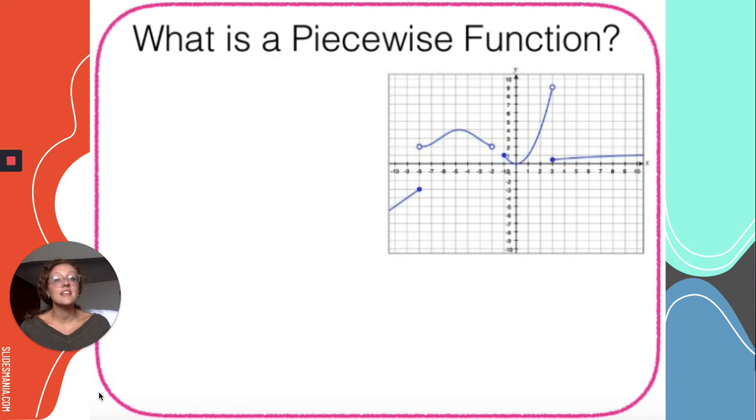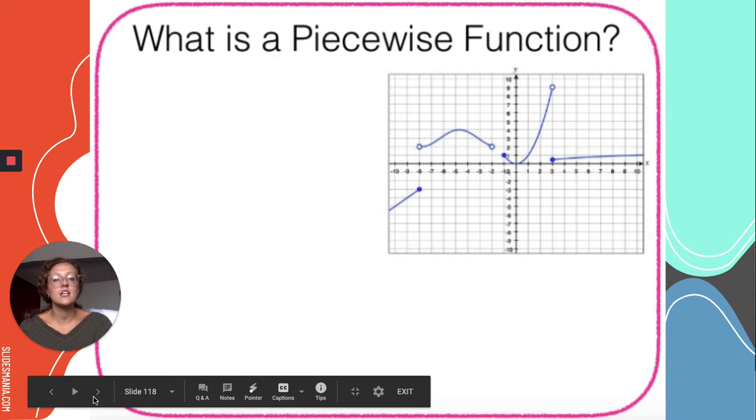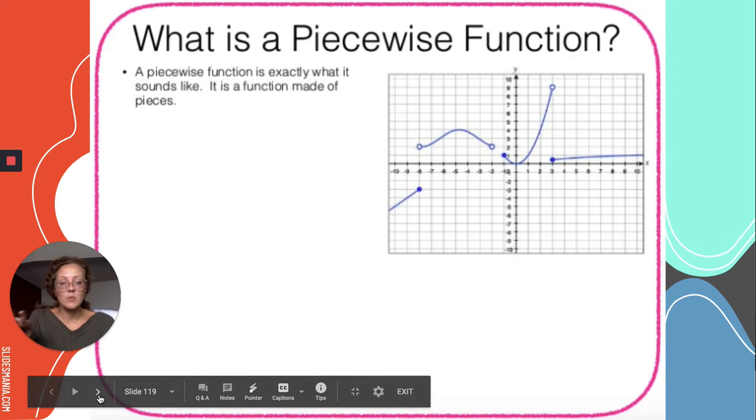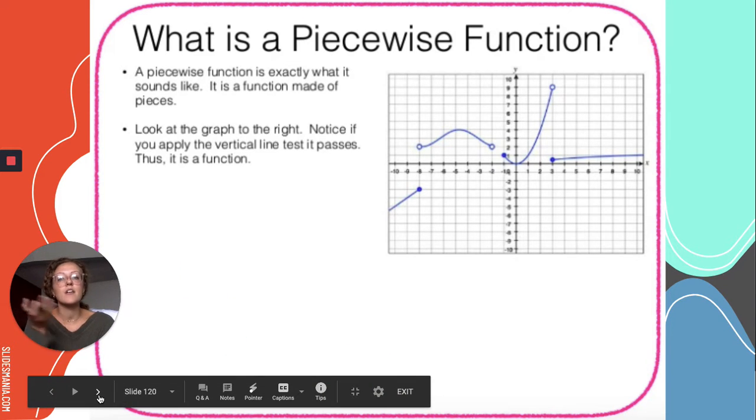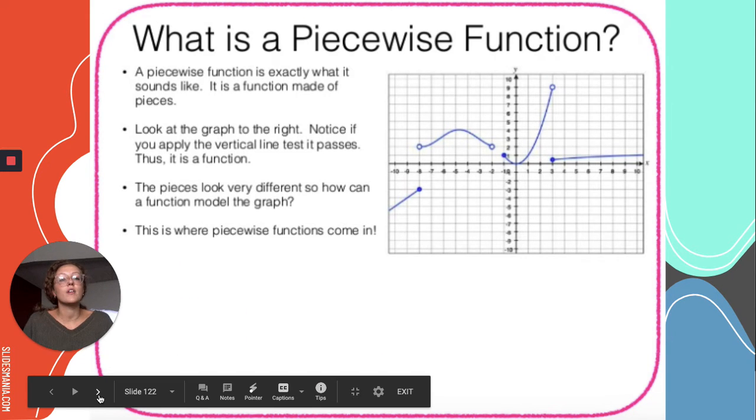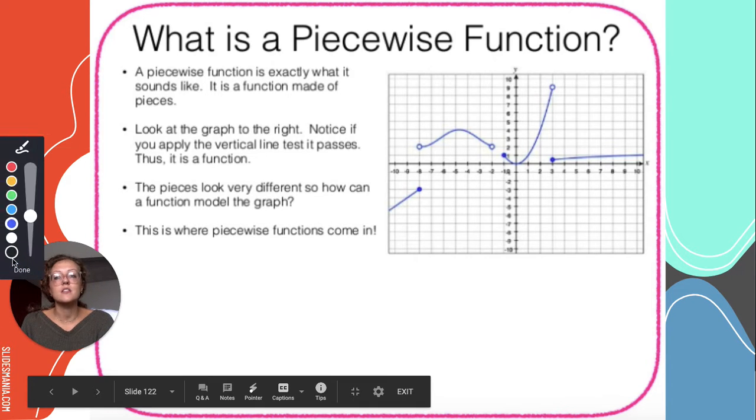This is a piecewise function. So what is a piecewise function? Well, a piecewise function, it's what it looks like. It's a function made of pieces. Okay, so if we look at this graph, this is a piecewise function. We know that it's a function because if you do the vertical line test on this, you will notice that it passes the vertical line test.